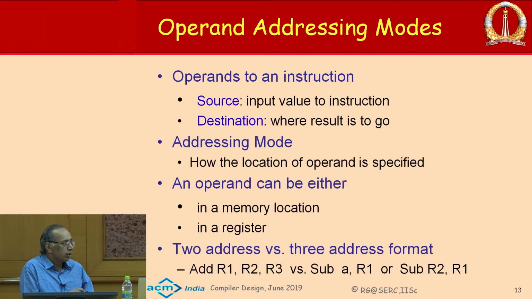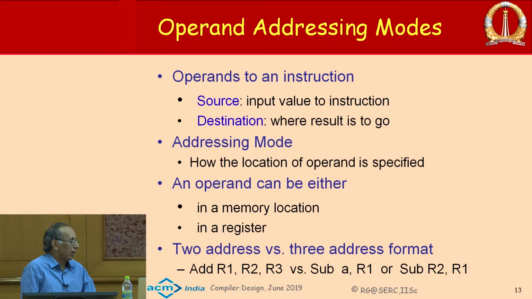Okay. Now, the last thing is also very important from the perspective of code generation, right. Some machines use a 2 address format, some machines use a 3 address format. Okay. Typically, RISC machines use what is called a 3 address format.